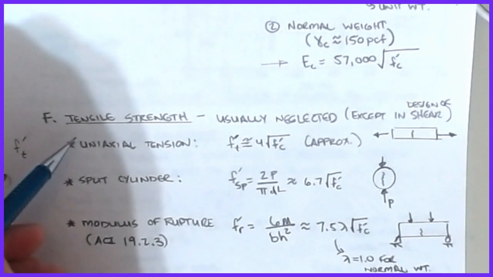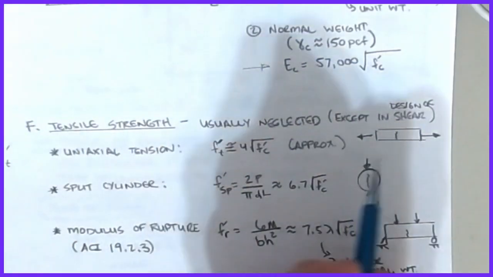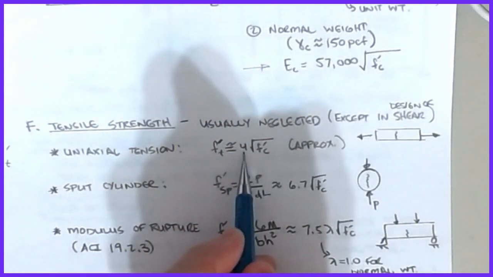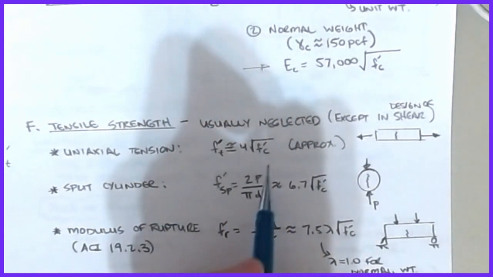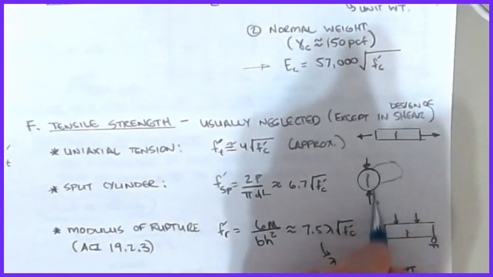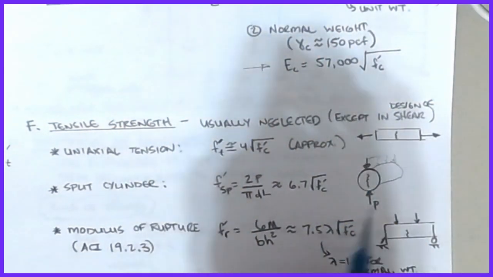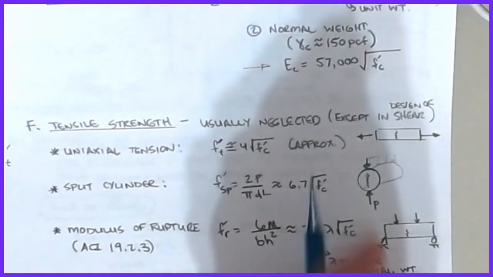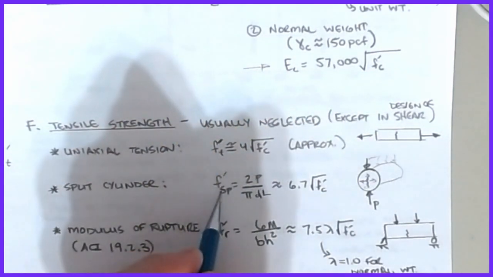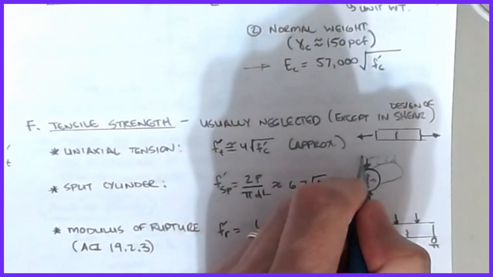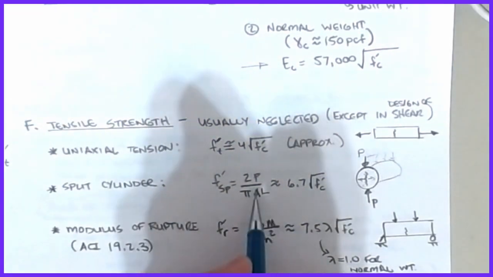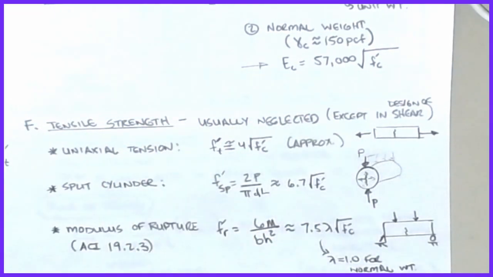But for a uniaxial tension case, if all I'm doing is taking a bar and pulling on it, then I'm going to get a crack across the entire cross section. f't is taken as 4 square root of f'c. Again, that's an approximation, but that's about where it falls. For a split cylinder, I'm taking a cylinder and loading it along the diameter and producing a crack in which the crack is now pulling apart this way. The stress at which that occurs is called f'sp, and it's equal to 2P over pi times D times L, where P is the split cylinder load. That's approximately equal to 6.7 root f'c.